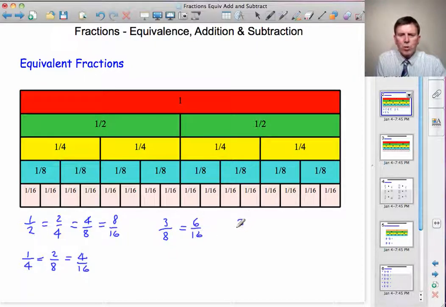What about 3 quarters? What is that the same as? 3 quarters is the same as 1, 2, 3, 4, 5, 6 eighths. And it's also the same as 12 sixteenths. How about 5 eighths? 1, 2, 3, 4, 5 eighths is equal to, well, we get 2 sixteenths for every eighth. So instead of having 5 of them, we've got 10 of them.